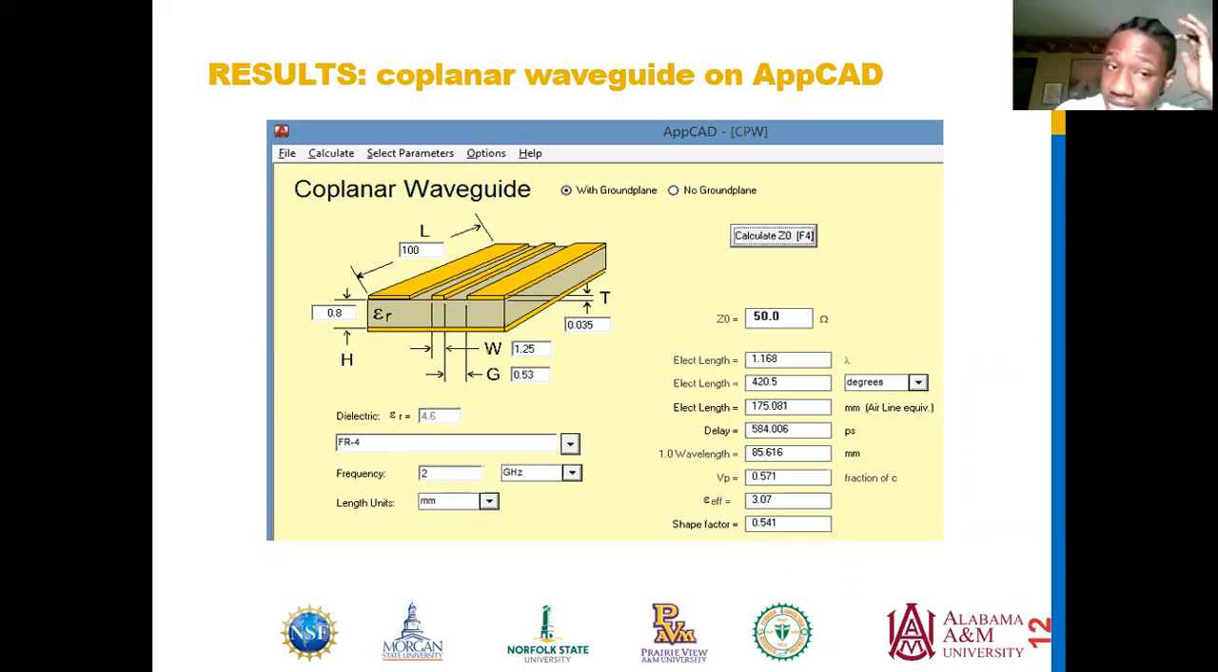We kept the height at 0.8, the length at 100 or 1,000. 1,000 would not affect the impedance. We changed the width to 1.25. The gap, which is in between, we put at 0.53, and we kept the thickness at 0.035. We pushed without ground plane, hit the calculate button, and as you can see, we got 50 ohms, which is characteristic impedance. Next slide, please.